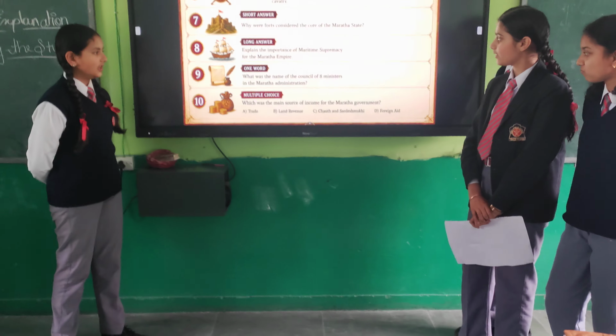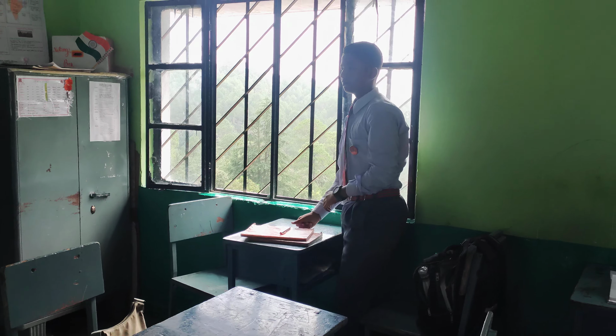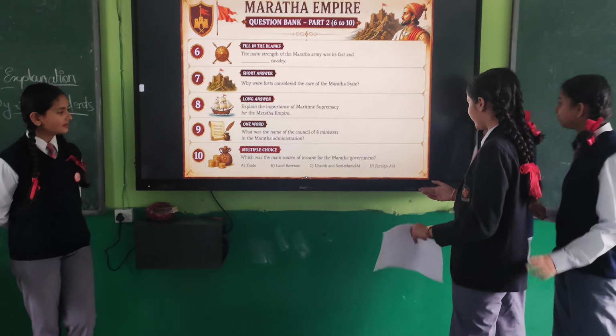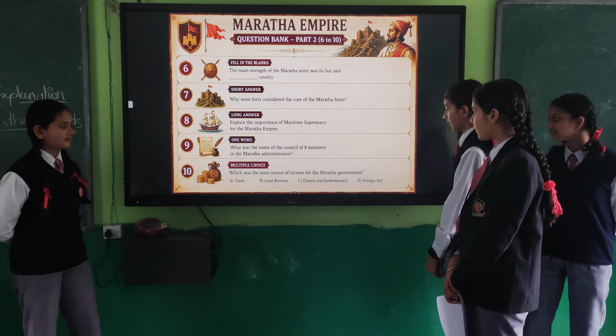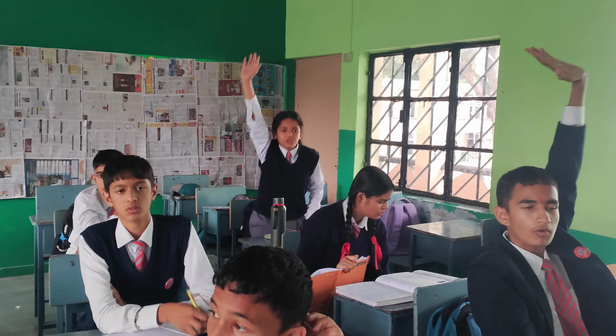Of the council of 8 ministers in the Maratha administration. Yes, Ritesh. Ashtapradhan Mandala. Okay. Which was the main source of income for the Maratha government? Trade, land, ma'am? Yes, Divyanshi. True.